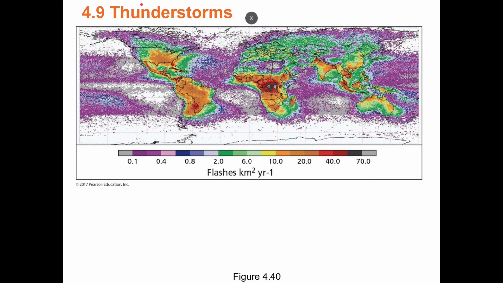Here is the spatial distribution. You can see, oh look, cold current, cold current, cold current, fewer thunderstorms. Warm current, more thunderstorms. Warm current, more thunderstorms. Right on the equator, more thunderstorms.